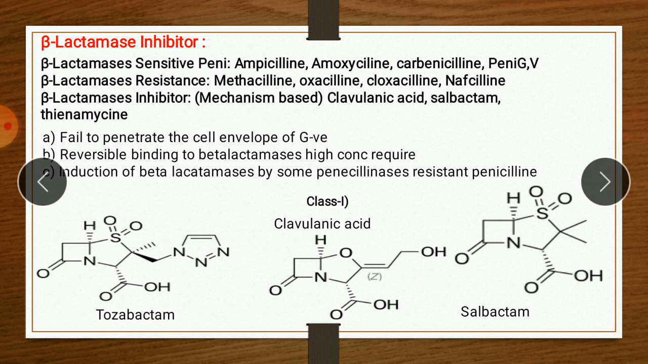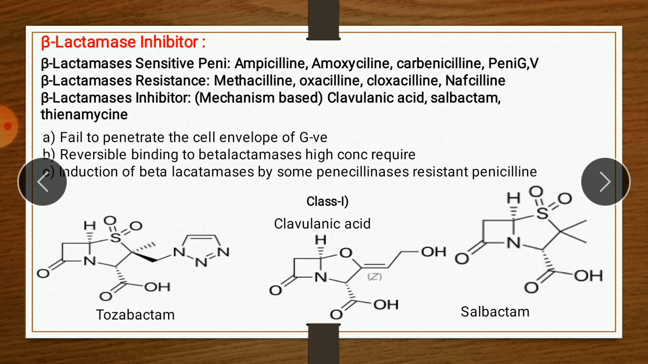Second type, beta-lactamase resistant penicillin. These are the penicillins which are not affected by the beta-lactamase enzyme. So in the presence of beta-lactamase enzyme, this type of penicillin works. Examples: methicillin, oxacillin, cloxacillin, nafcillin. These are the examples of beta-lactamase resistant penicillin.